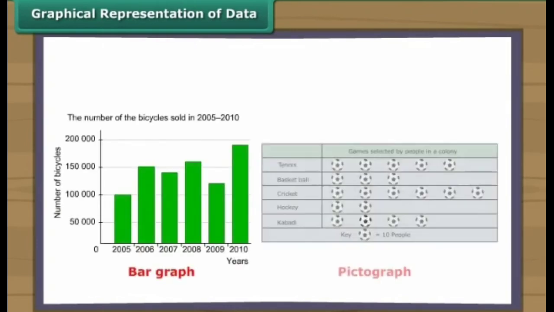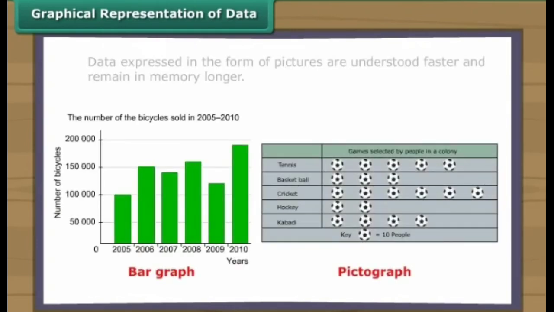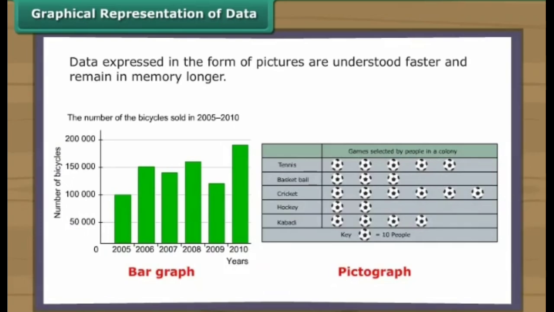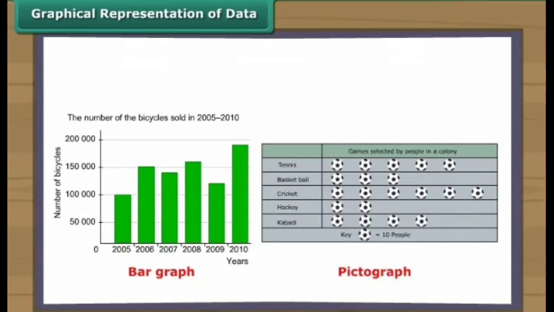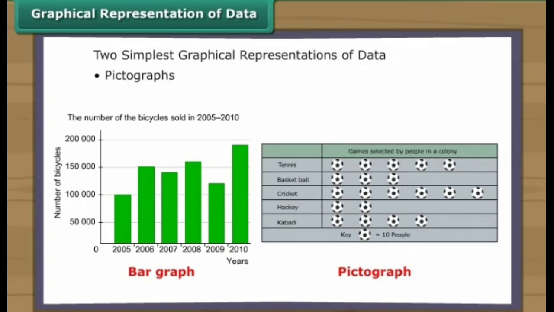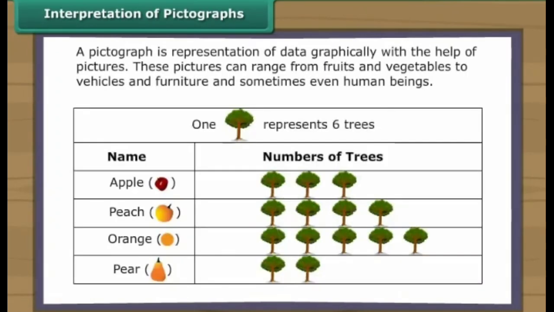Graphical representation of data. A picture is worth 1,000 words. Data expressed in the form of pictures are understood faster and remain in memory longer. Let us look at 2 simple graphical representations of data: pictographs and bar graphs. Interpretation of pictographs. A pictograph is representation of data graphically with the help of pictures.